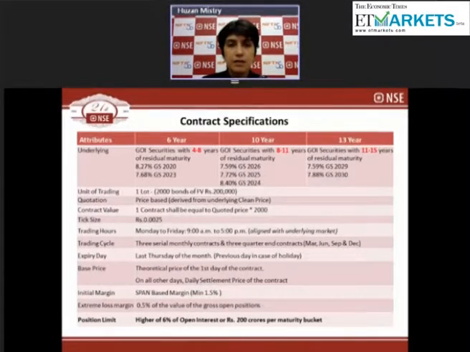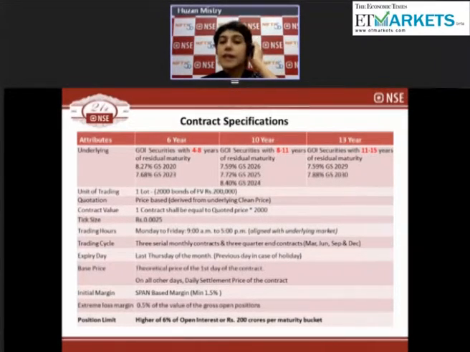Very briefly, the contract specifications. Like I said, they're available in 3 maturity buckets: the 6-year, the 10-year, and the 13-year. The 6-year is essentially for maturities between 4 to 8, the 10-year is for maturities between 8 to 11, and 11 to 15 for the 13-year. One lot is 2,000 bonds of face value, so the face value of the lot is 2 lakhs. It is price based and derived from the underlying clean price. It's quoted for each contract. The tick size is 0.0025.